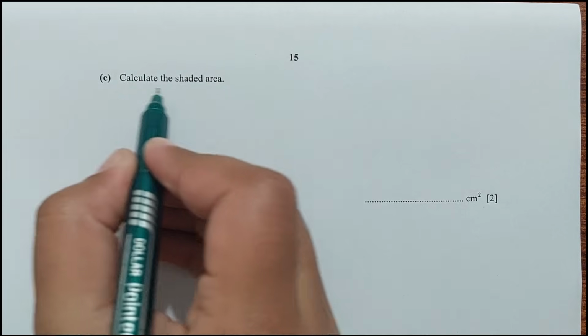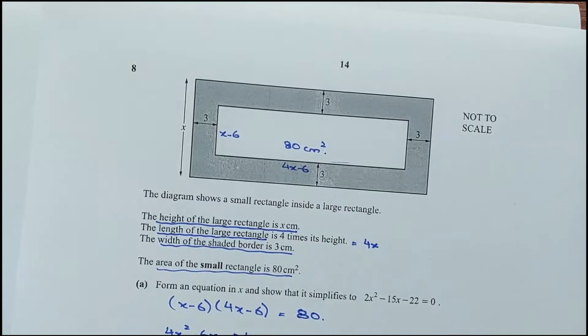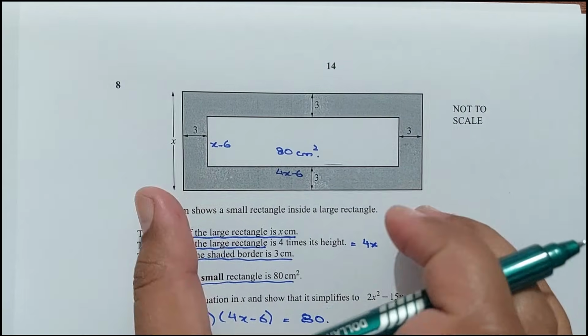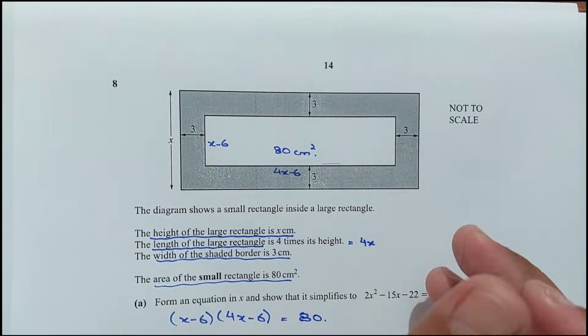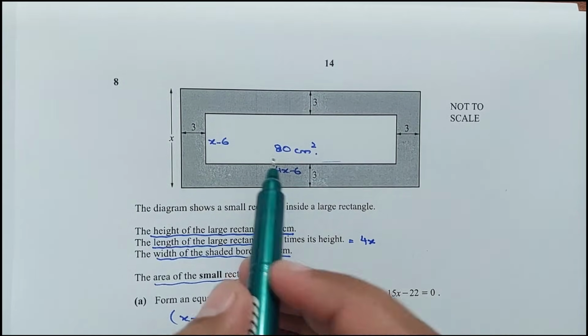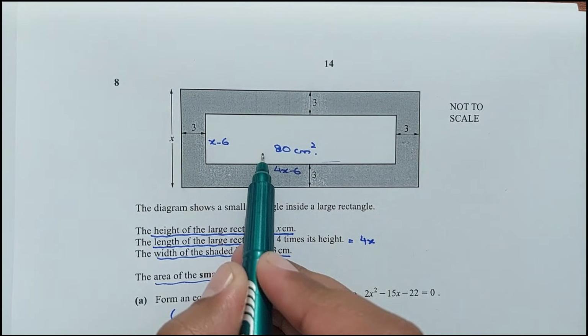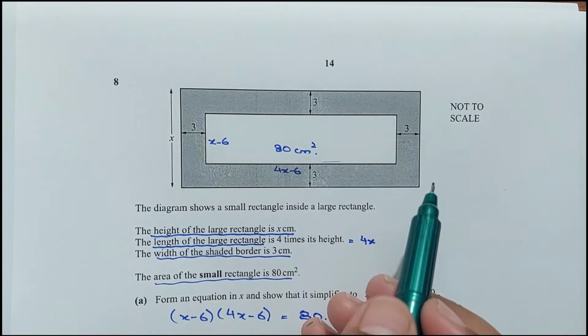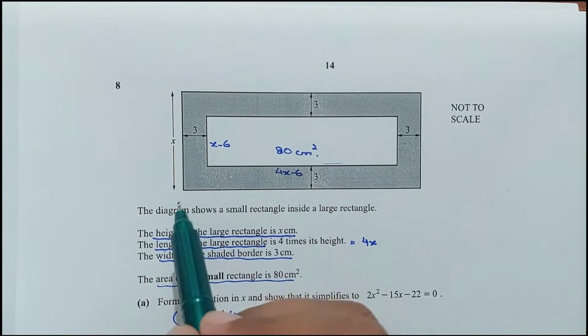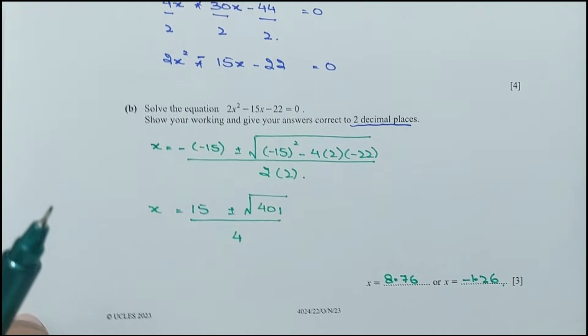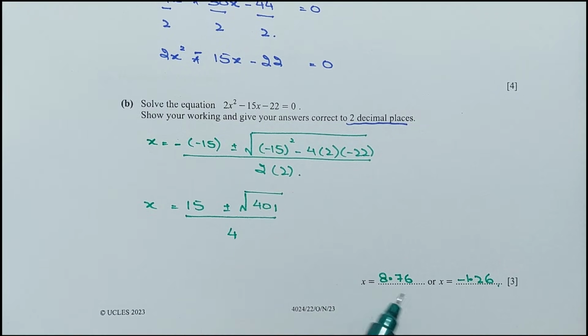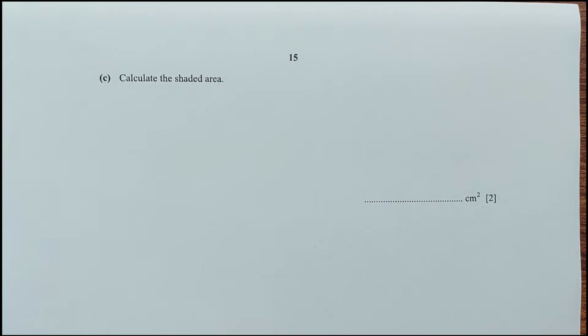Okay, now for part C, calculate the shaded area. The shaded area is easy. From the larger rectangle, subtract the smaller one because the smaller one is not shaded. The smaller rectangle area is 80. We have to find the area of the larger rectangle, which is x and 4x, right? So for the x value we are using 8.76, not the negative one, because dimensions can never be negative, right?